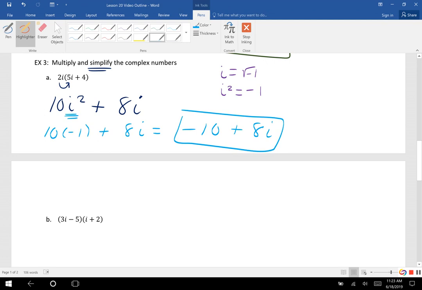So the multiplication should look very familiar to what you've done in the past. The new part is if you see an i squared, you have to replace that with a negative 1.